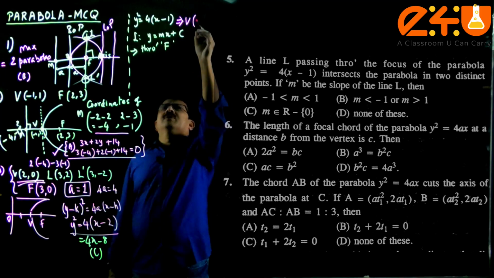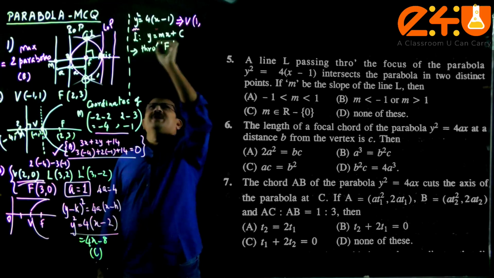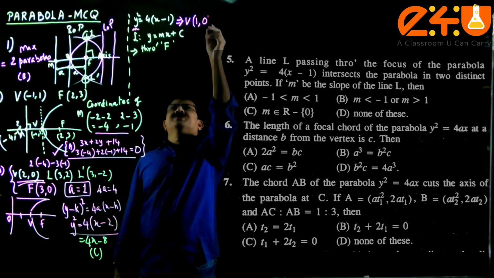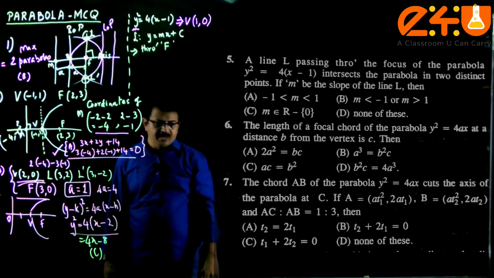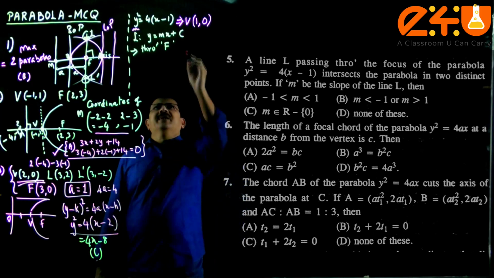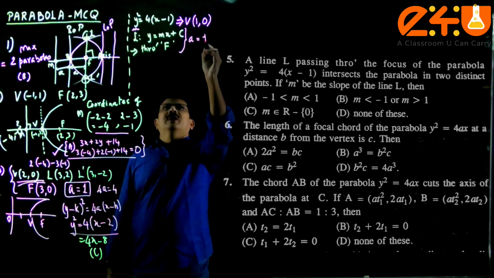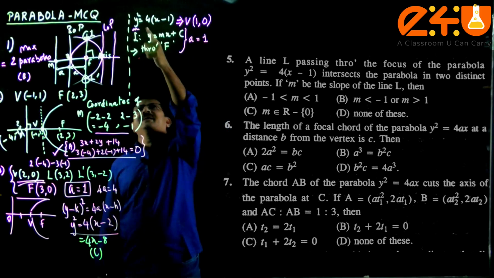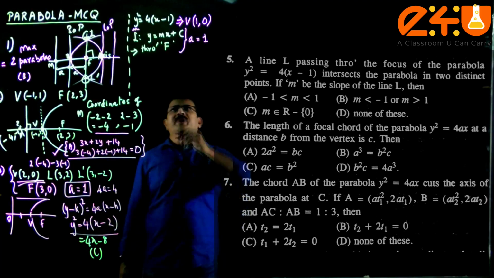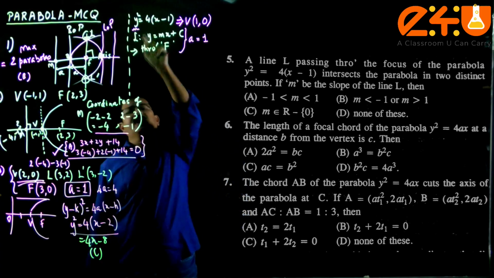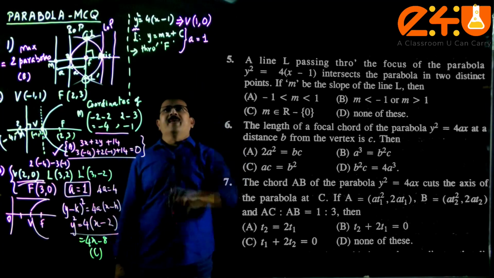X minus 1 equal to 0, so the x coordinate is 1. Here it is y square, which is y minus 0 the whole square. So the vertex is (1, 0). And the value of the parameter a from the parabola, we get 1, because 4a is the coefficient outside the parenthesis and 4a is present as 4 only. So which means a value is 1 only.